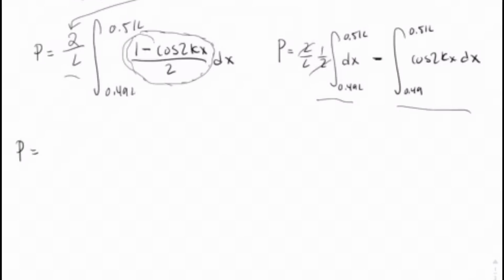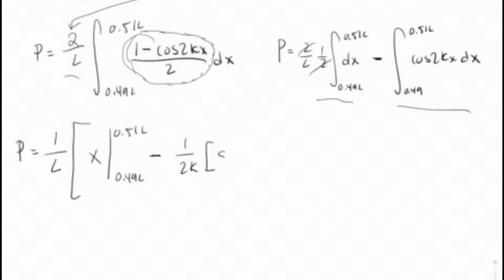Now these 2's will cancel out over here. We'll have 1 over L outside of the integral. We'll have x. Again, we need to write our domains. So we know the integral of 1 is going to be x, minus our 1 over 2k sine 2kx. So remember, we're going to have to do the chain rule over here. So you pull out the 1 over 2k, and then the integral of cosine will be sine. And again, we're writing our domains.